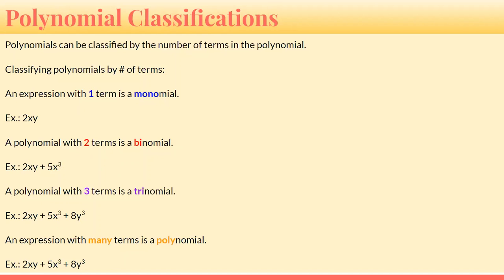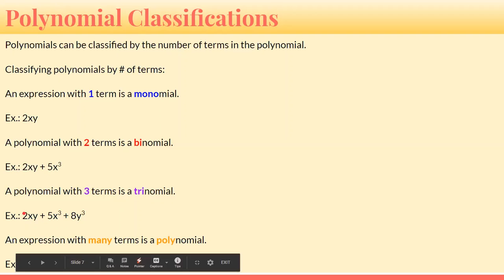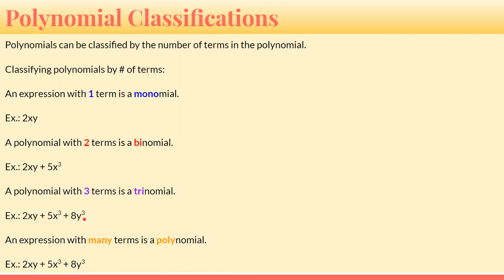A polynomial with three terms is called a trinomial. So tri means three, right? So a trinomial has three terms. Over here we have 2xy plus 5x cubed plus 8y cubed. That's an example of a trinomial.